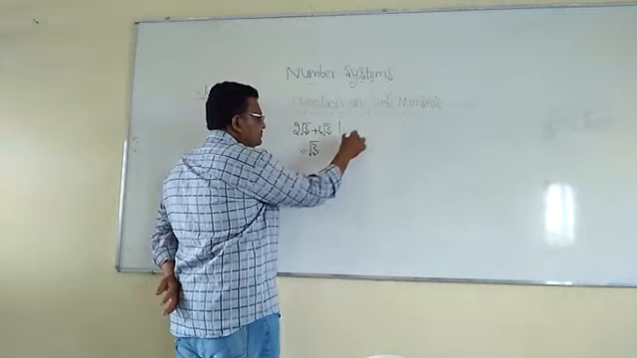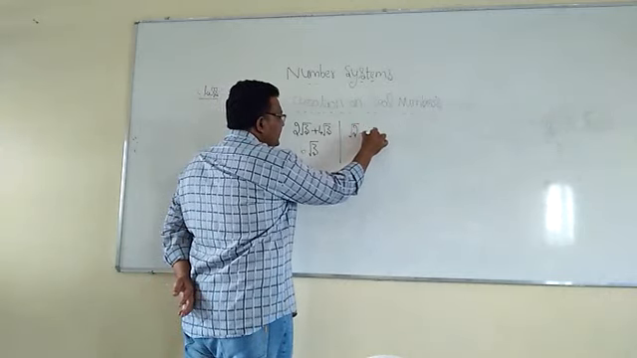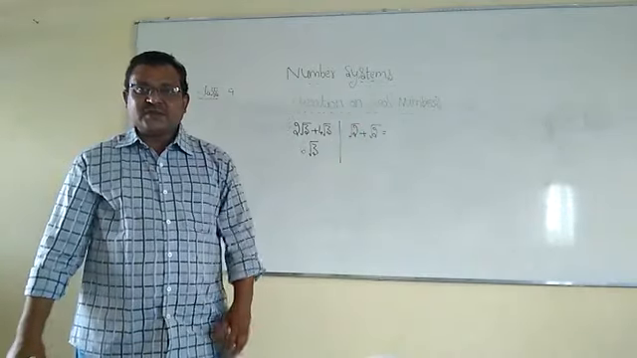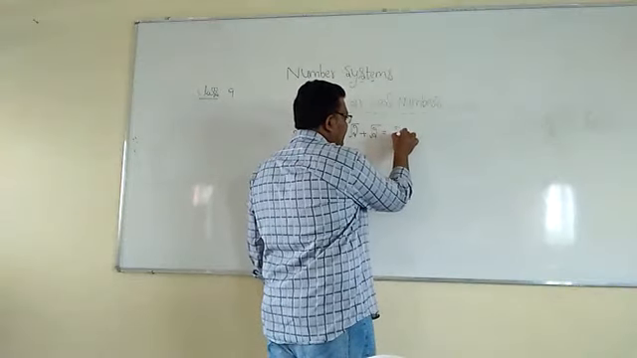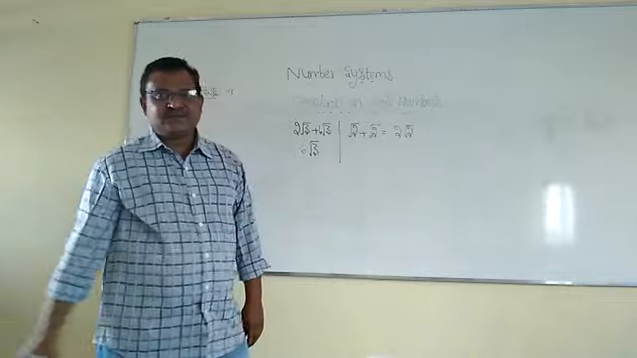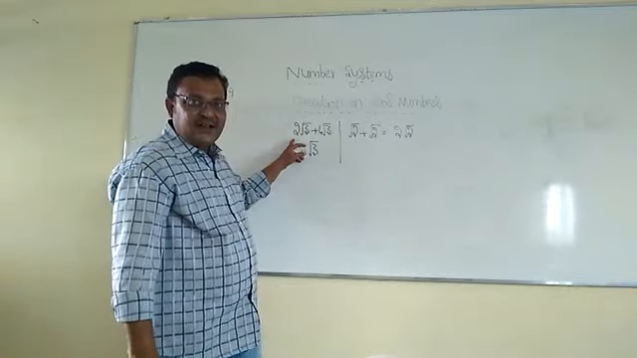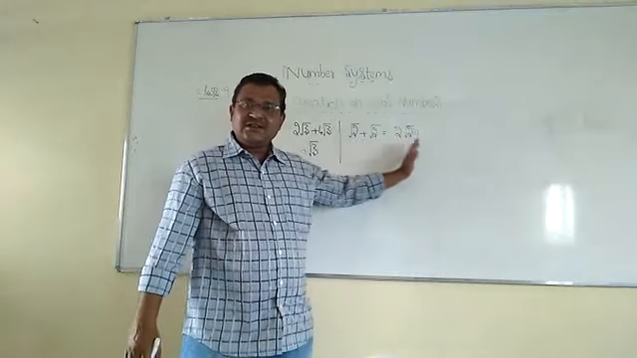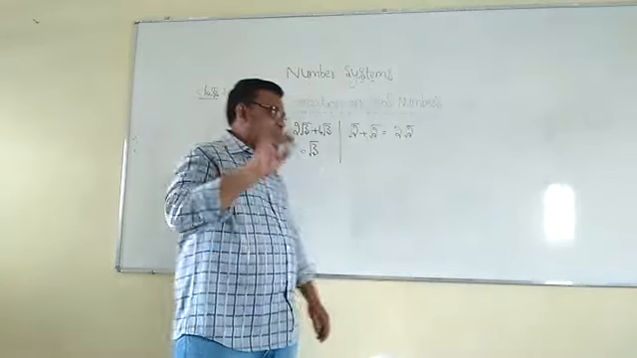Or root 2 plus root 2. How many root 2s here? 2 root 2s. Root 2 plus root 2 is 2 root 2. So addition of two irrational numbers, what are we getting here? An irrational number again.